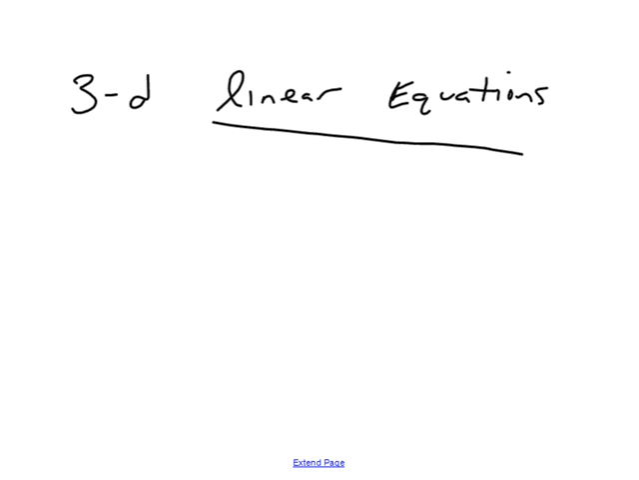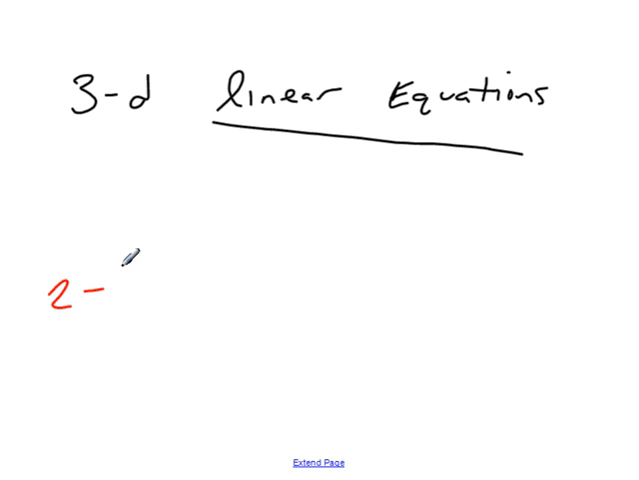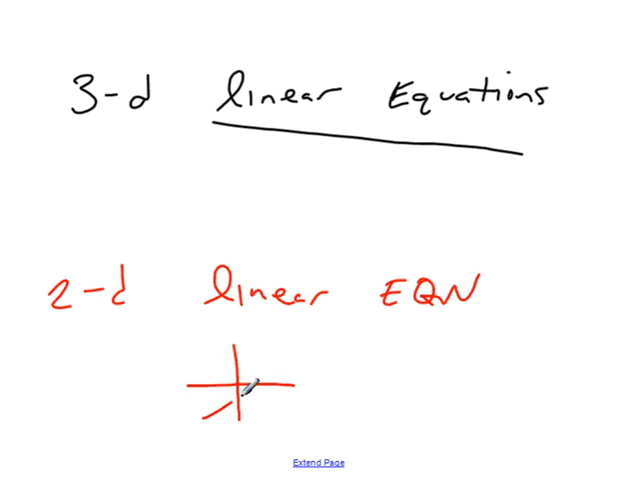In this video, we're going to be looking at 3D linear equations. We know that in 2 dimensions, a linear equation creates a line. But what about in 3 dimensions? What would be a linear equation?